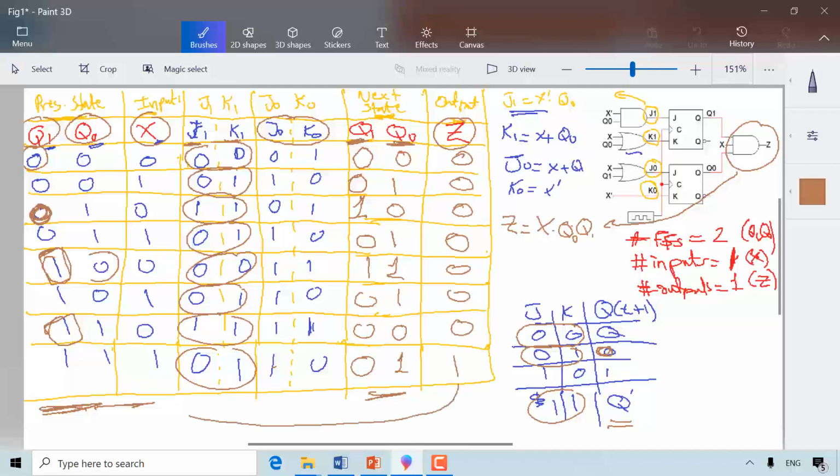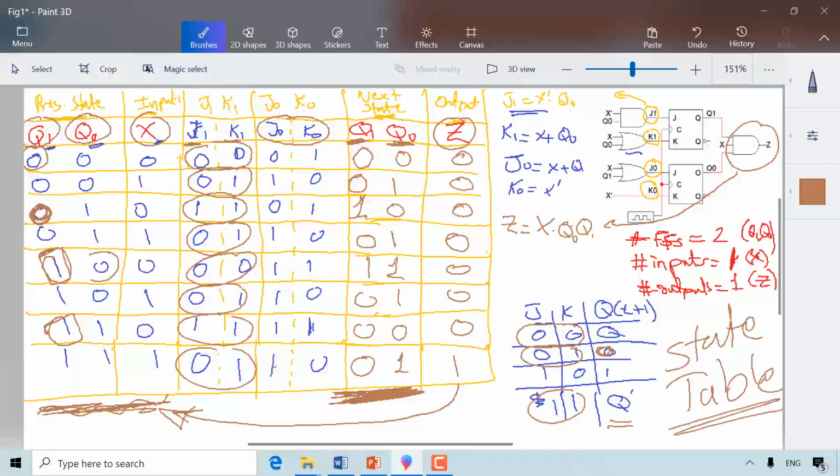Notice the evaluation happens here. Do not use these values, these are the next state. You use these values, those are the ones that you use to evaluate Z. Now what have I accomplished? I have built the state table, right? But I have here some extra stuff, which is kind of bothersome, so I need to take it out. But this is what I ended up with, the state table.